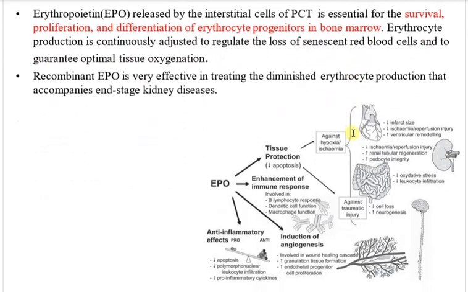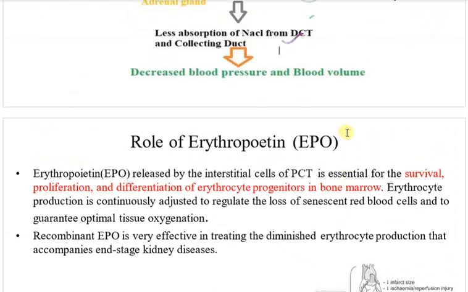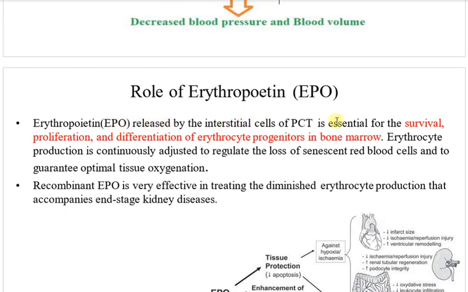So let me just show you. Oh, sorry, the diagram is not there. That EPO is released from the proximal convoluted tubule. Interstitial cells means these are the PCT cells. PCT means it's a tube-like structure, and these are the cells remaining in between the cells of the proximal convoluted tubule. From there, erythropoietin is released, which is very important for the production of RBC or erythrocytes.